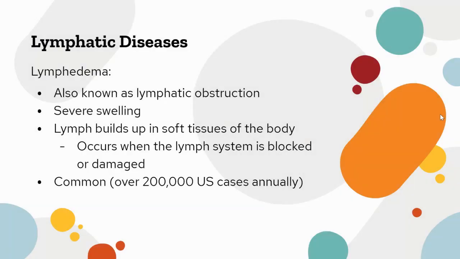There are many lymphatic diseases. We've chosen to go into two of them. The first one is lymphedema. It is also known as lymphatic obstruction. It results in severe swelling. Lymph builds up in soft tissues of the body, and it occurs when the lymph system is blocked or damaged. It is also common in arms or legs. It is common, and there are over 200,000 US cases annually.